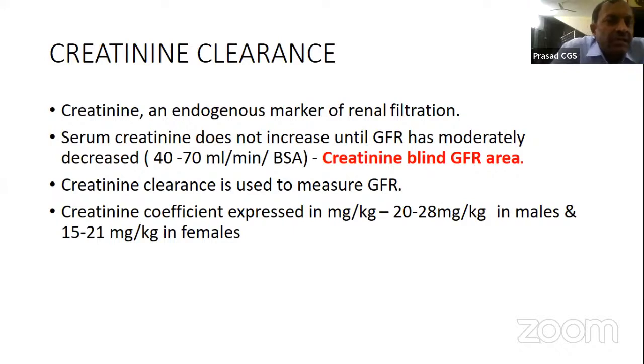Coming to creatinine clearance, creatinine is an endogenous marker for renal filtration. Serum creatinine does not increase until GFR has moderately decreased, about 40 to 70 ml per minute per body surface area. This area is called the creatinine blind GFR area. So serum creatinine is not very clear until GFR is moderately decreased, so creatinine clearance is used to measure GFR. Creatinine coefficient is nothing but the urinary creatinine in milligram per kg.